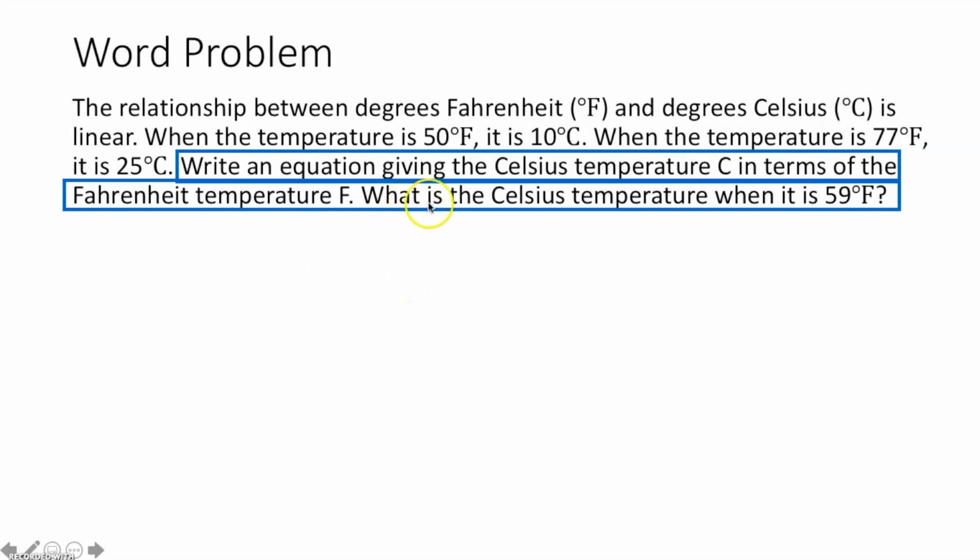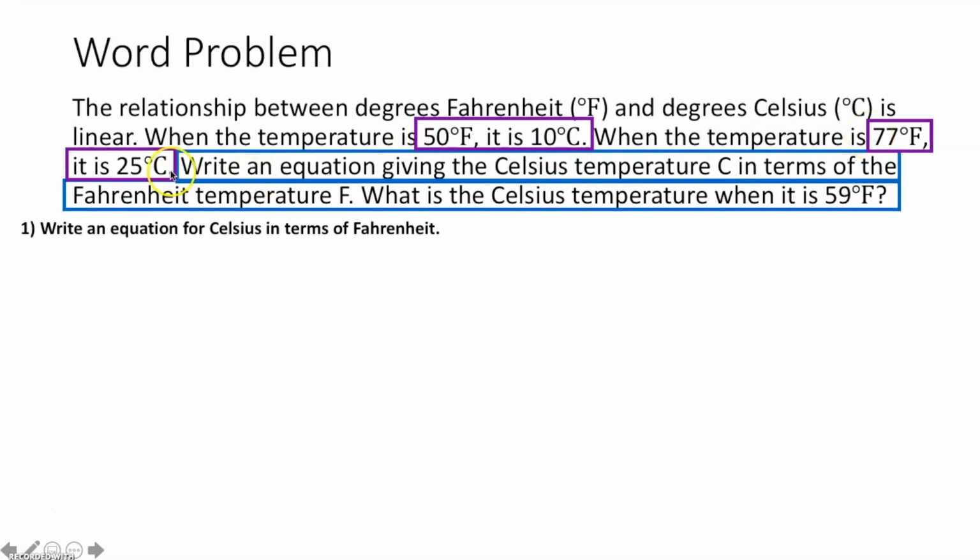Next, it says, what is the Celsius temperature when it is 59 degrees Fahrenheit? So we'll use that first equation that we find to do this. So let's find that equation. How do we write an equation? Well, what are we given in the question? We're given that when the temperature is 50 degrees Fahrenheit, it's 10 degrees Celsius. And when the temperature is 77 degrees Fahrenheit, it's 25 degrees Celsius.